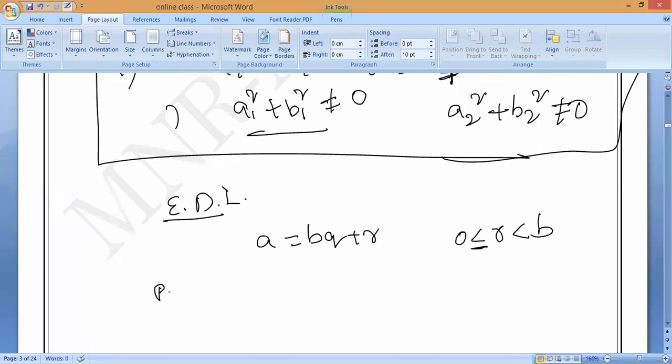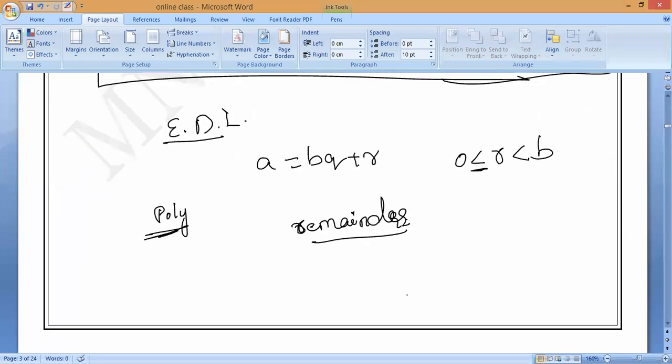In polynomials, what is the range of the remainder? The remainder is always less than g of x. g of x means our divisor. Very good.